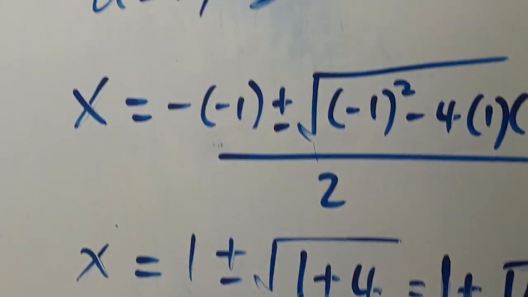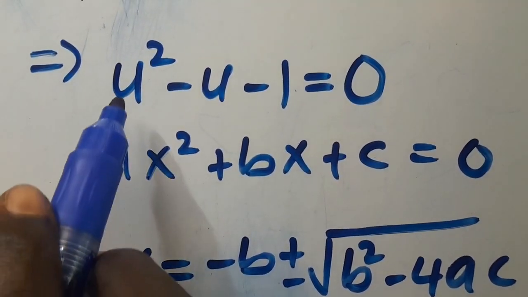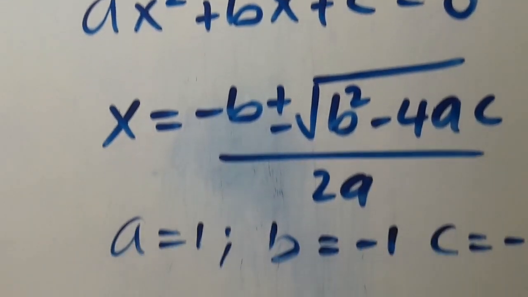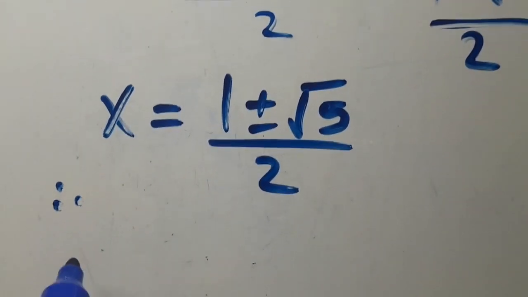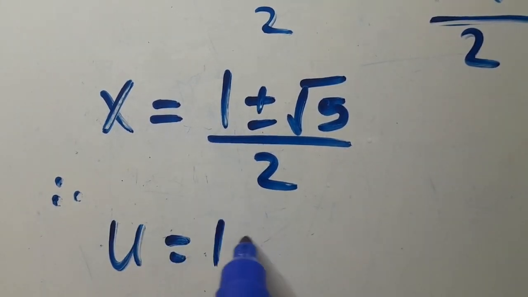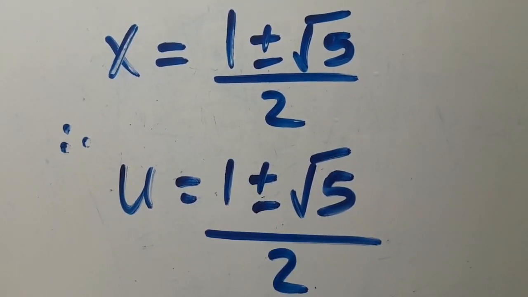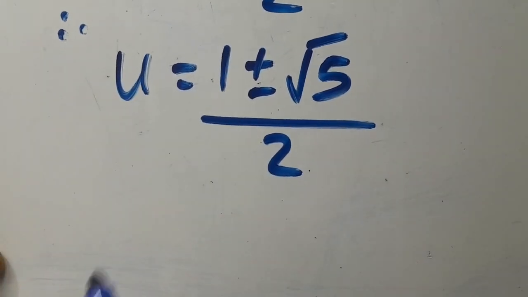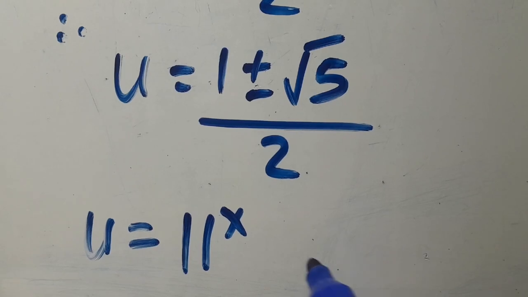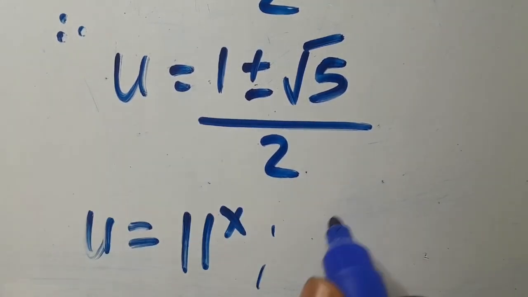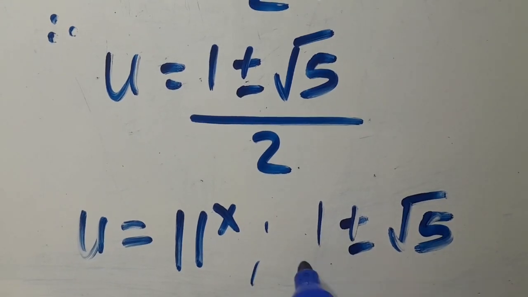So from here, we have our x to be u. So definitely, here will be replaced by u. So therefore, our u is equivalent to 1, positive or negative, root of 5, then divided by 2. So now let us recall that we have our u equals 11 to the power of x. And again, we also have u from here to be equals 1, positive or negative, root of 5, divided by 2.